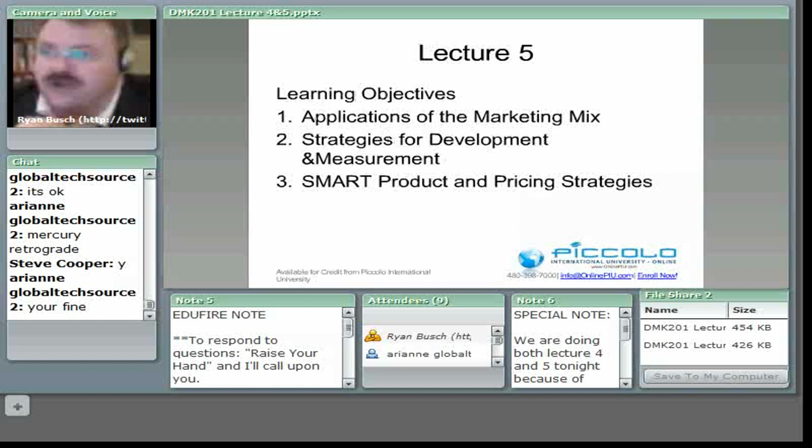SMART is a goal setting formula, and SMART stands for specific, measurable, achievable, relevant, and time related. So when you are setting goals, you want to make sure that you hit each of those SMART points: specific, measurable, achievable, relevant, time related. Go back to lecture 3 if you have any thoughts about that. The notes are available through Edufire as well.